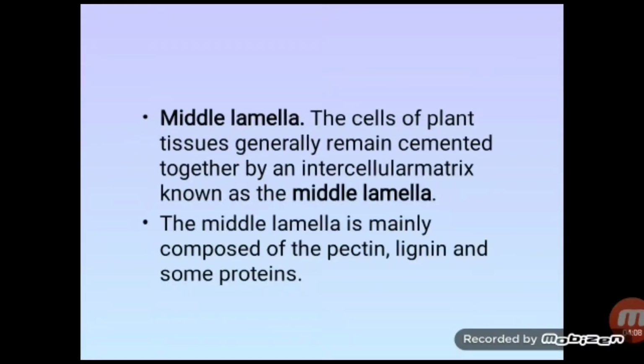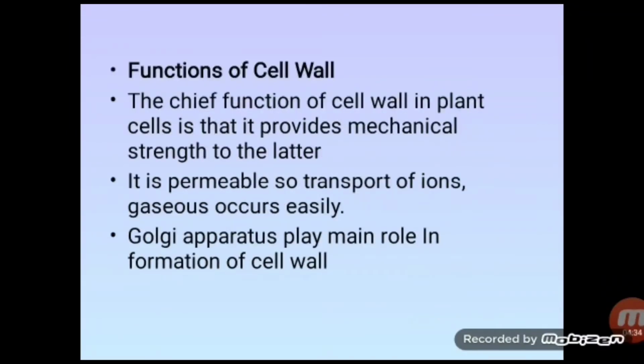Middle lamella. The cells of plant tissues generally remain cemented together by an intercellular matrix known as the middle lamella, and the first formed cell plate works as a cementing layer between two daughter cells, and it is called the middle lamella. The middle lamella is mainly composed of pectin, lignin, and protein, and it is also made up of calcium and magnesium pectates.